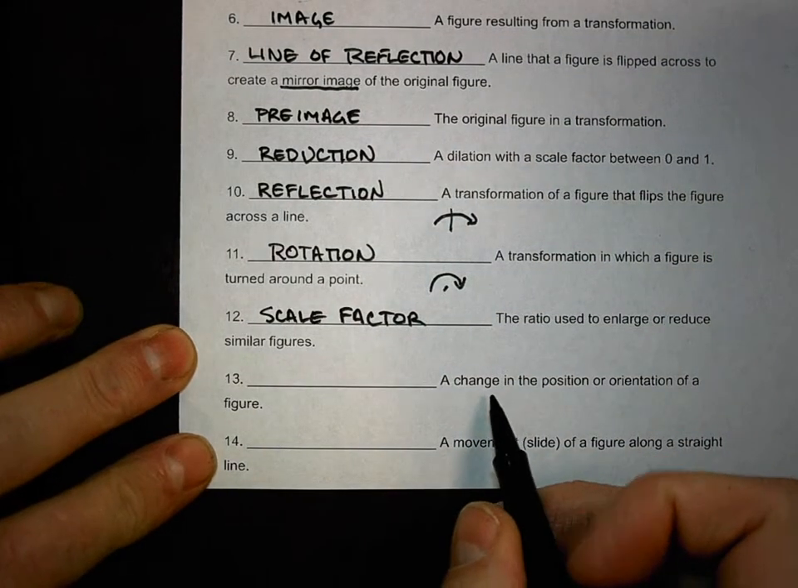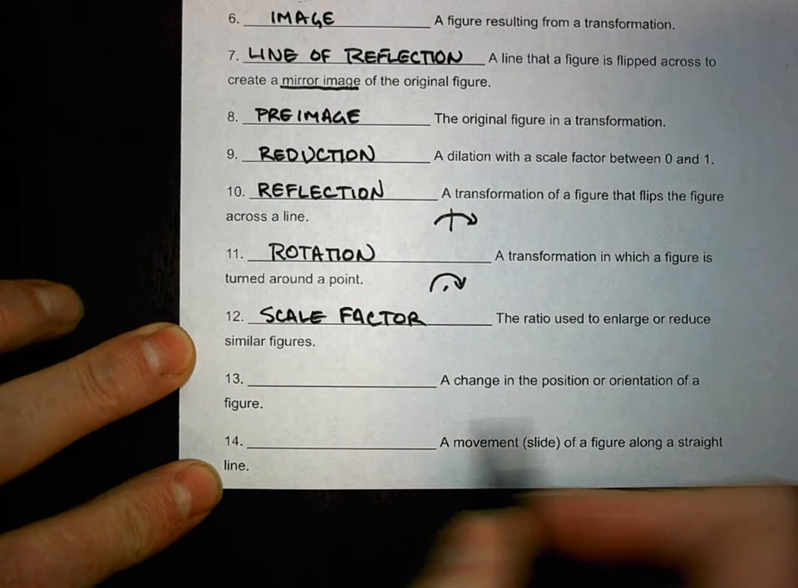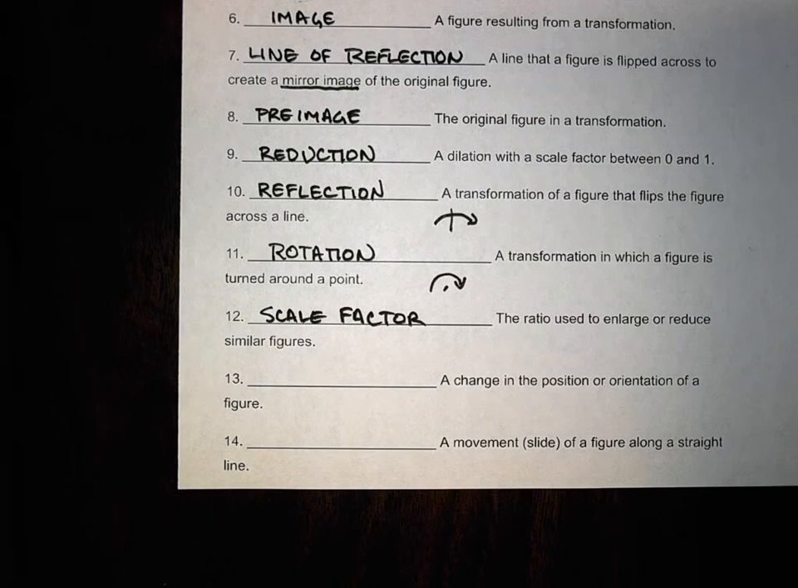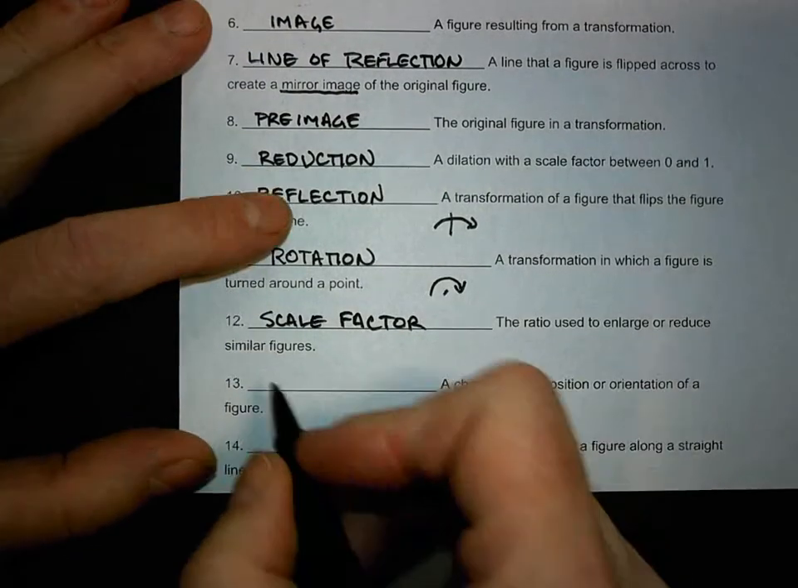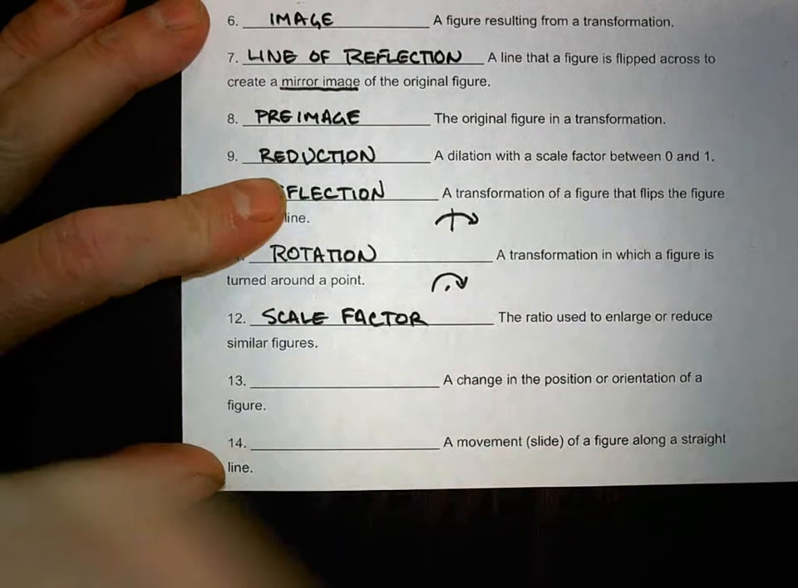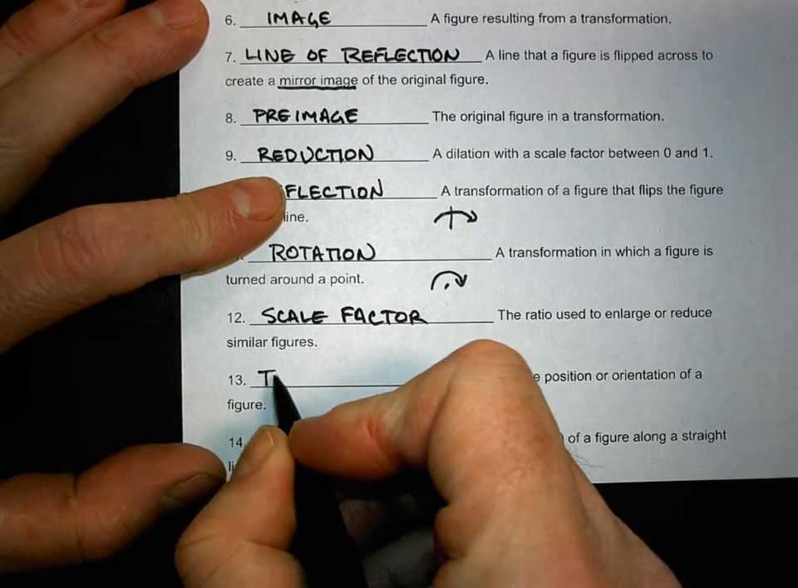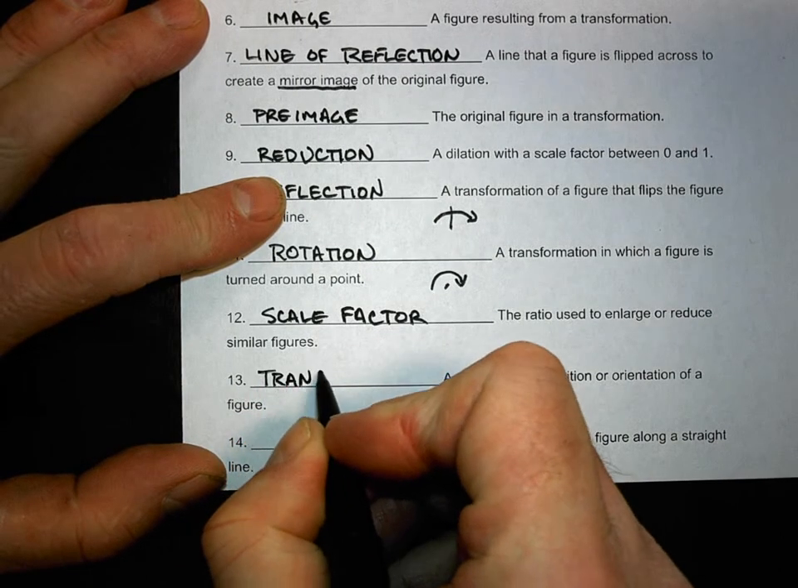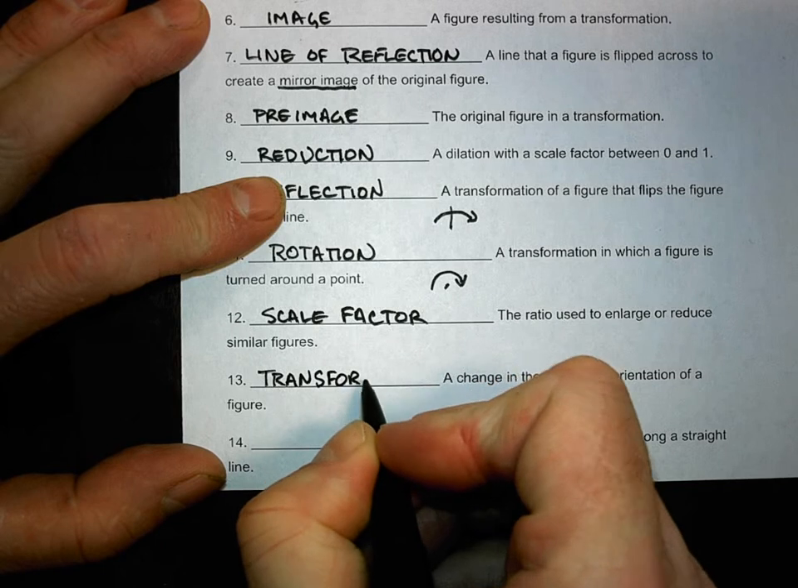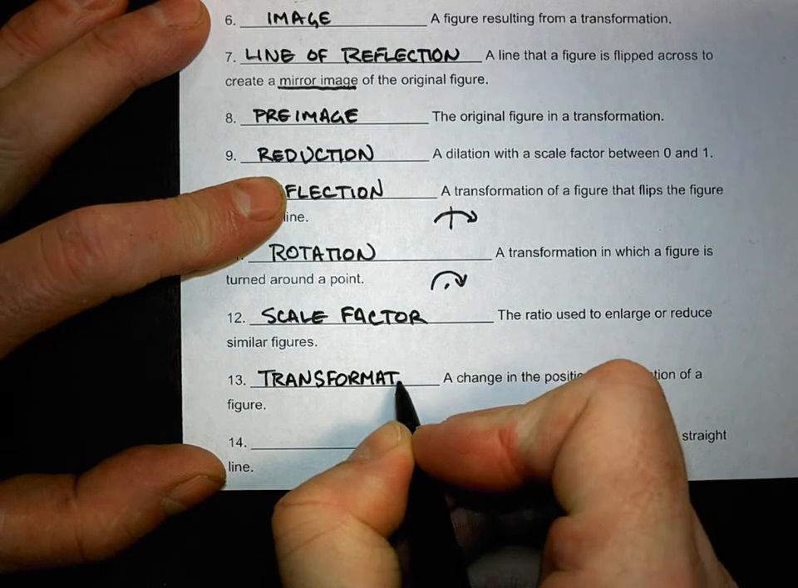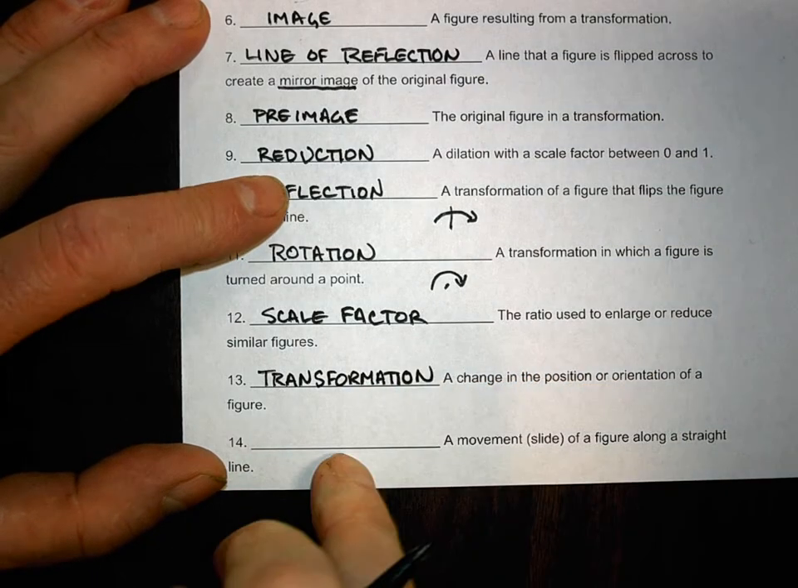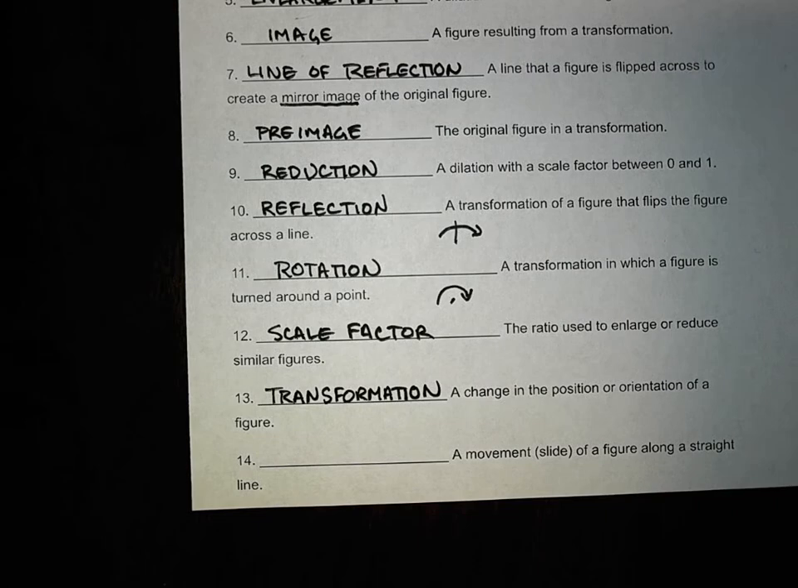All right. A change in the position or orientation of a figure. Translation. Translation is just left to right. It's a transformation. A transformation is where you change the position or orientation. You're moving it. You're either translating it, rotating it, or reflecting it. These are all transformations.